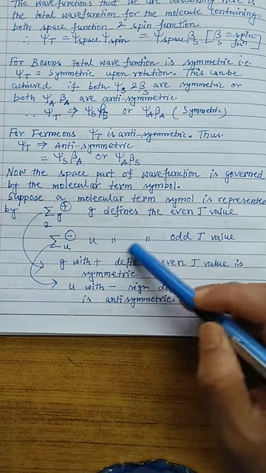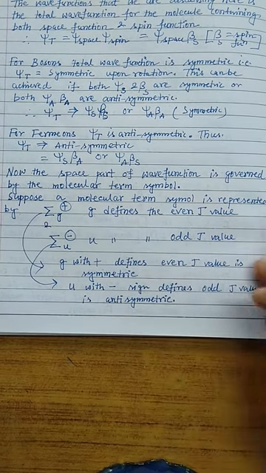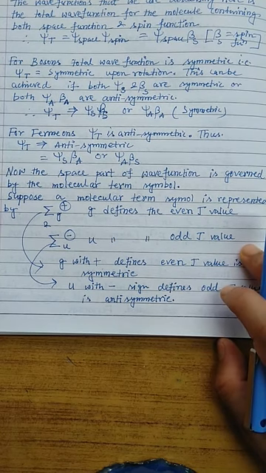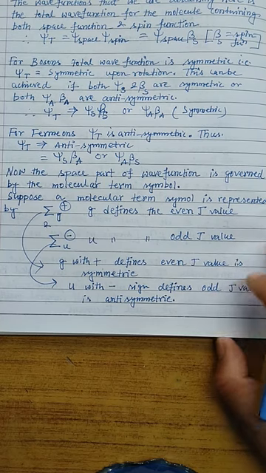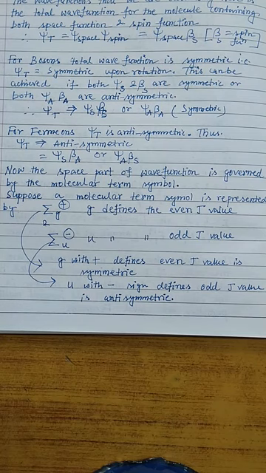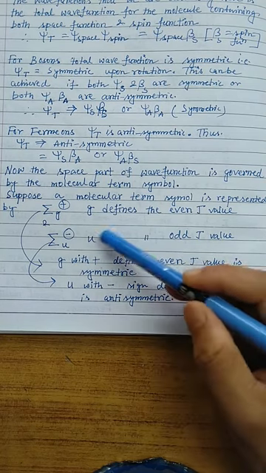And u defines the odd J values. So when the letter u appears in your molecular term symbol, that means the odd J values, meaning the transitions corresponding to odd J values, such as 1 to 3 or 3 to 5. These are denoted by u.